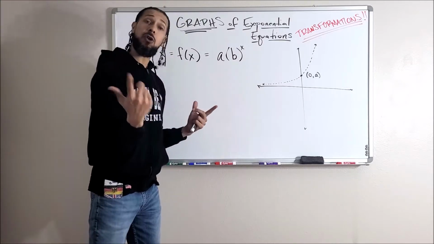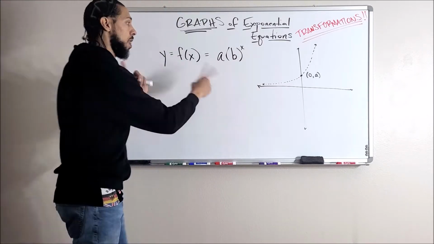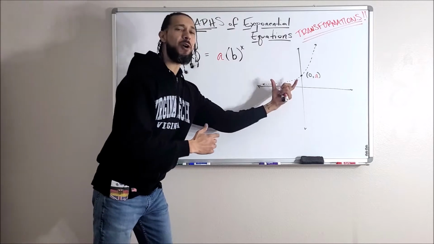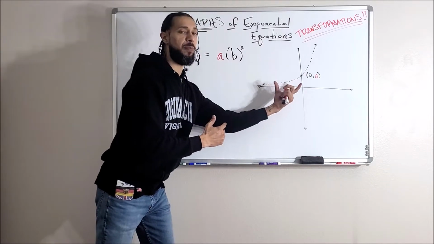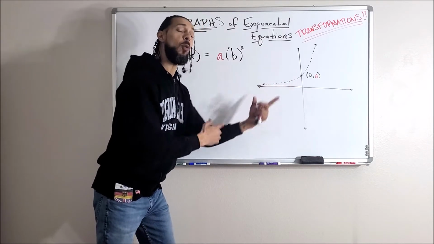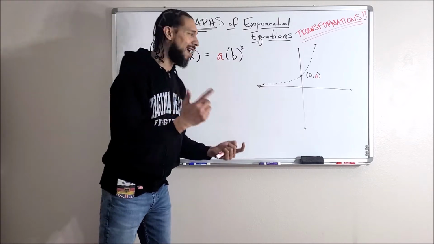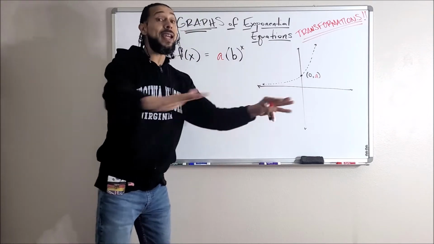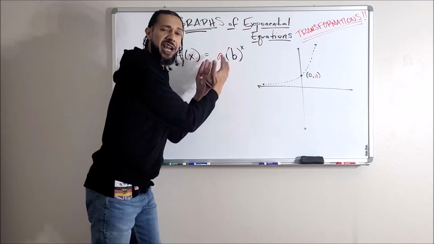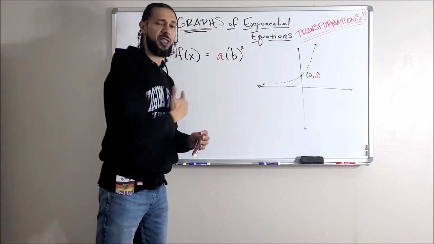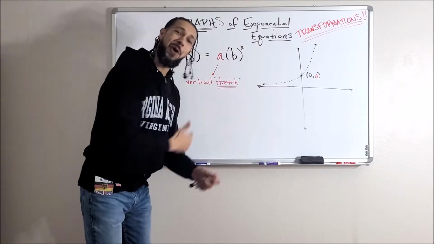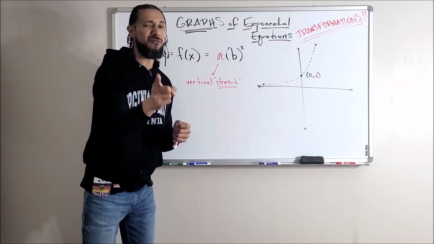So first off, let's start with A. Remember what A is. A is definitely our y-intercept. It's definitely our starting point. But changing A will change the shape of our graph. A is what we call, on any function, this first number. If we change it on any type of function, not just exponentials, it's called a vertical stretch. And I'm going to tell you what I mean right here.